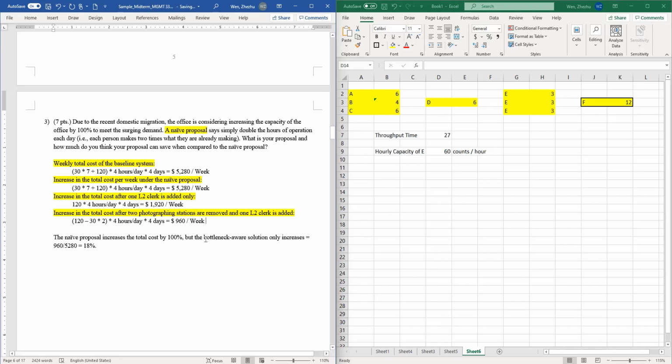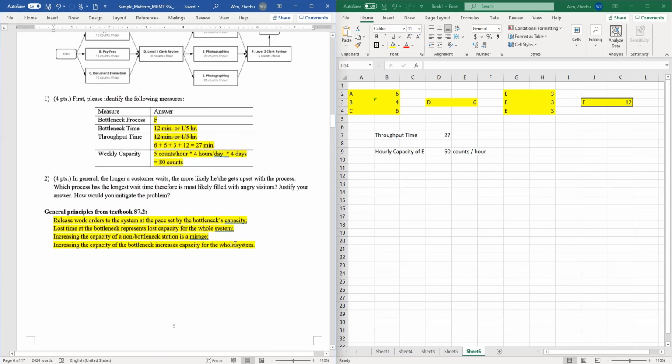So in terms of magnitude of increase, my proposal only increases cost by 18% while allowing the hourly capacity to be doubled across the entire system. But think about the naive proposal, which also increases the hourly capacity by 2 times, which is just fine, but the proposed cost increase is going to be 100%. So 100% to 100%, in my case is 18% to 100% improvement. So this is the sort of analysis we can do based on the capacity analysis.